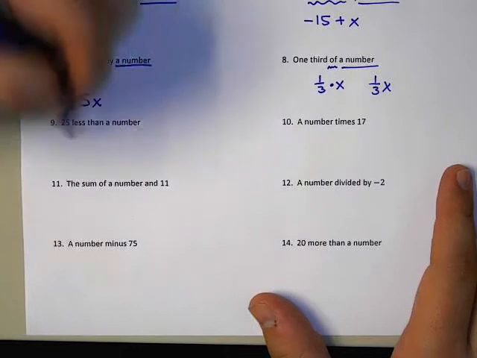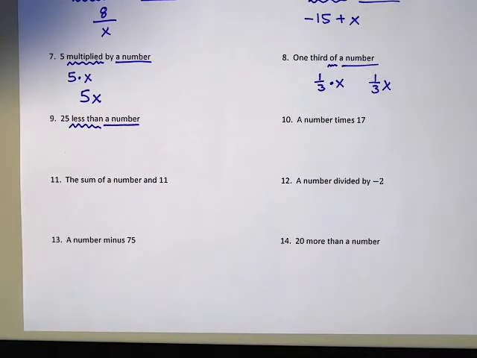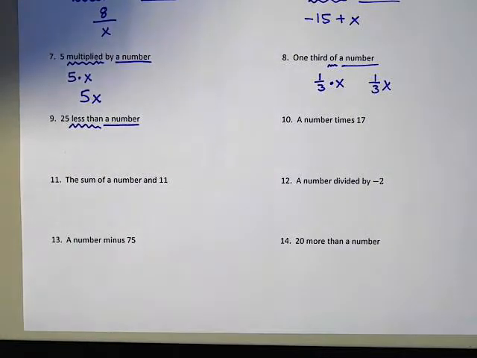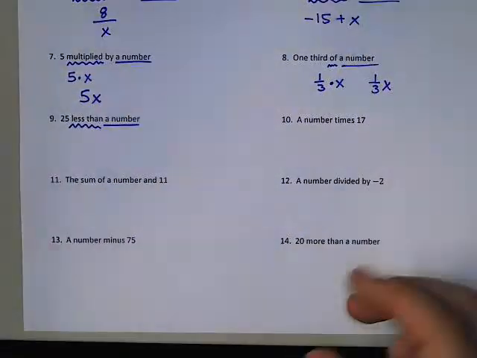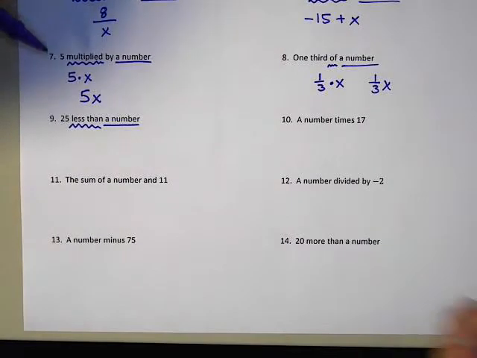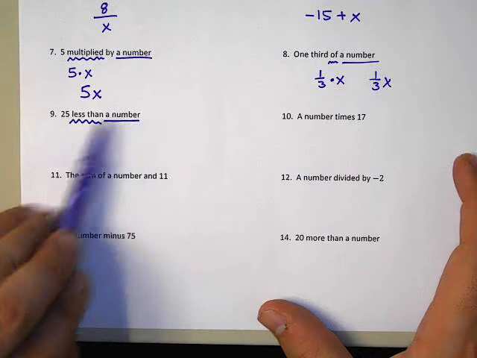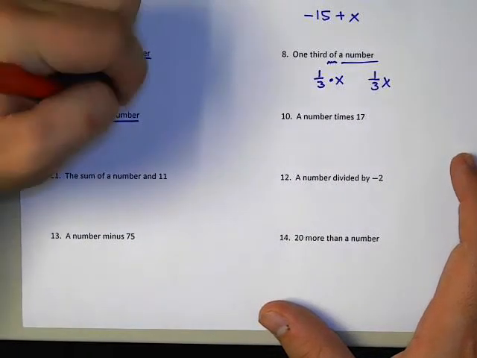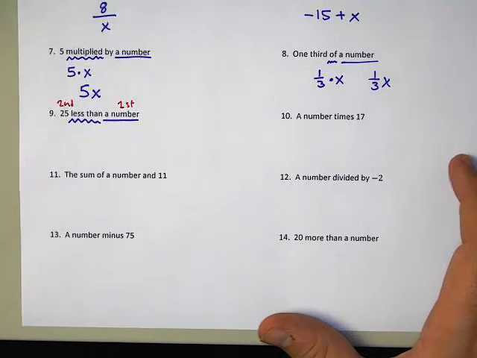25 less than a number. Okay. This is the tricky one. Hopefully you agree: less than, subtraction. But the tricky part here, guys, is that less than a number means it kind of goes in reverse order. You have to start with the number, and you have to take away the 25.